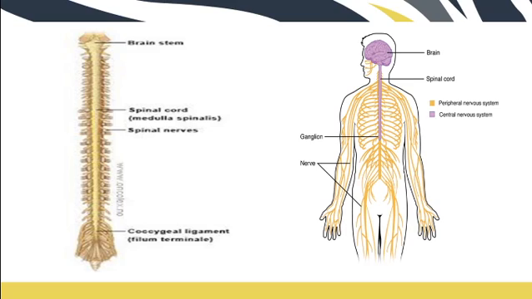You can see both pictures. The first picture shows the brain attached to the spinal cord, or vertebral column. In both pictures we can observe the nervous system, along with the central nervous system.